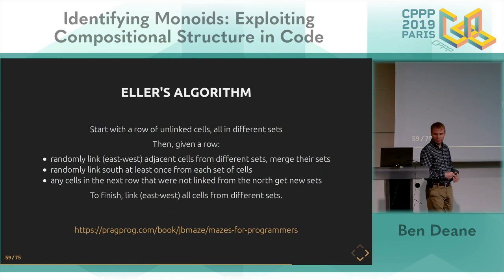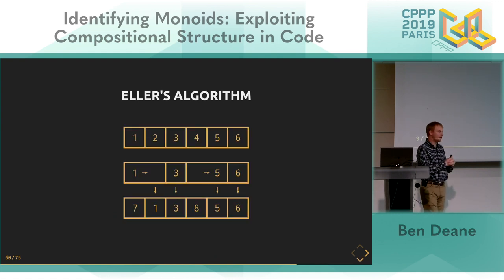And here's how it does that. You don't necessarily need to understand it now, but it's not that difficult to understand. But the key thing is that you take your row that you have, you do some operations by knocking down walls between cells, you knock down walls to the next row, and you've got your next row, and you iterate that operation. So in a picture, it might look like this.